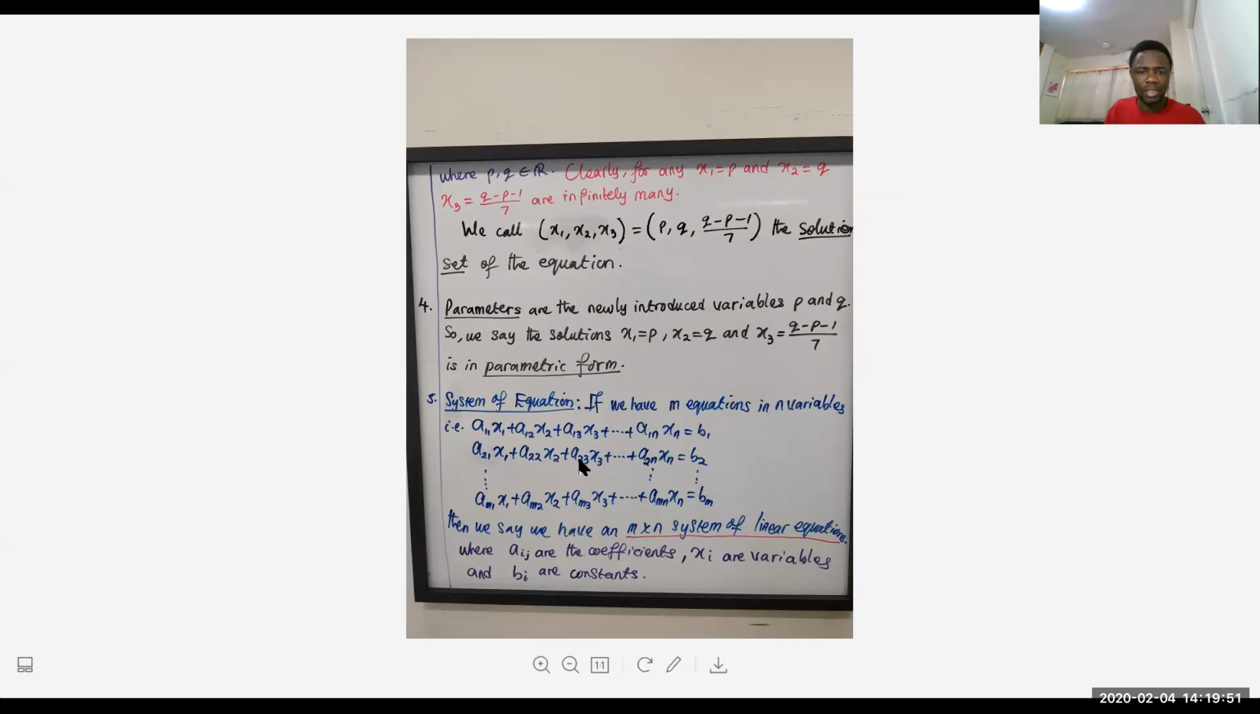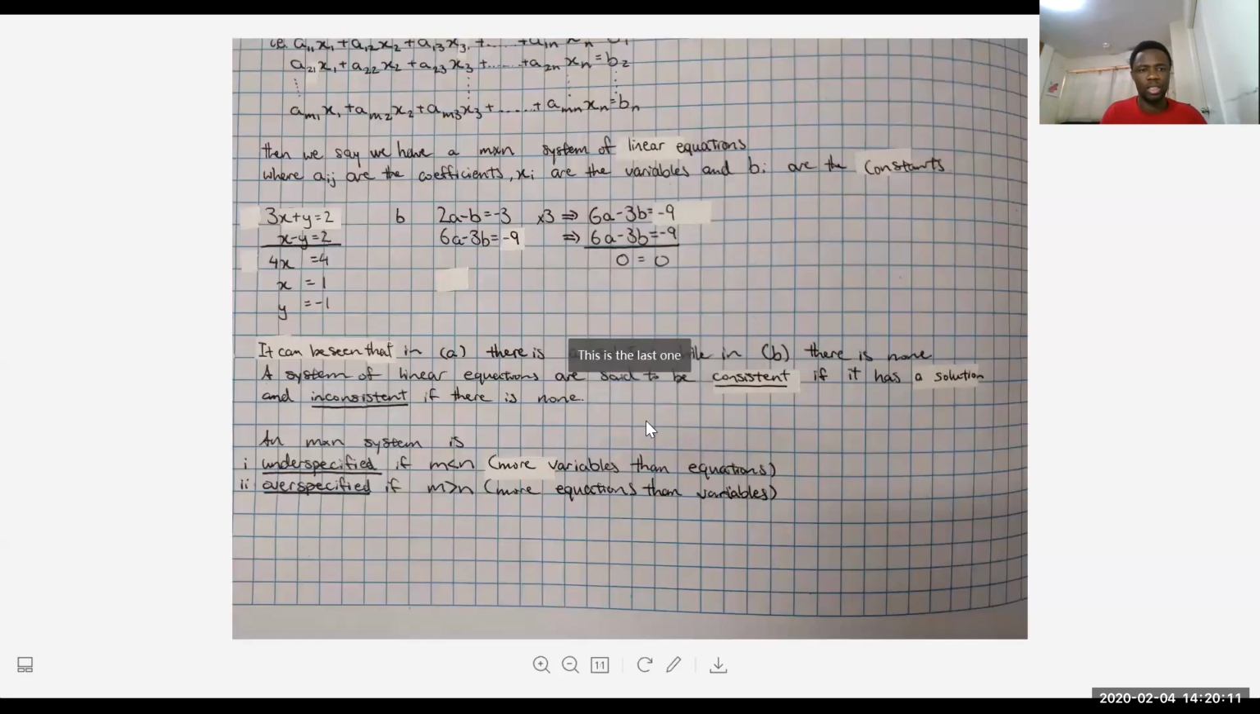And this is a general system of linear equations. It is called m by n. Remember, m rows, n columns. The rows are the equations. The columns tell you the number of variables. So m by n simply means m equations, n variables. We need to take note of that.